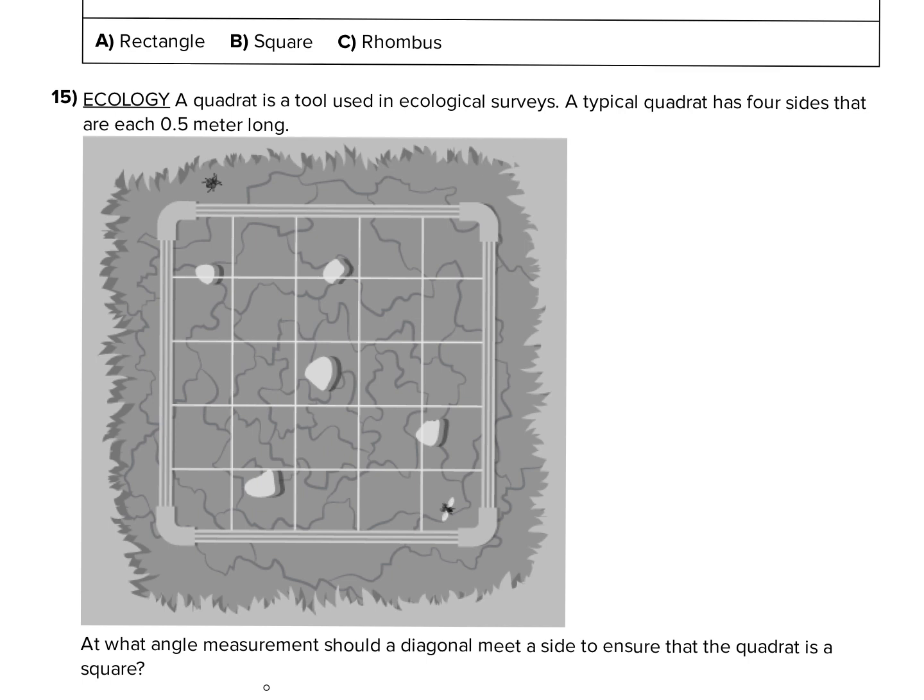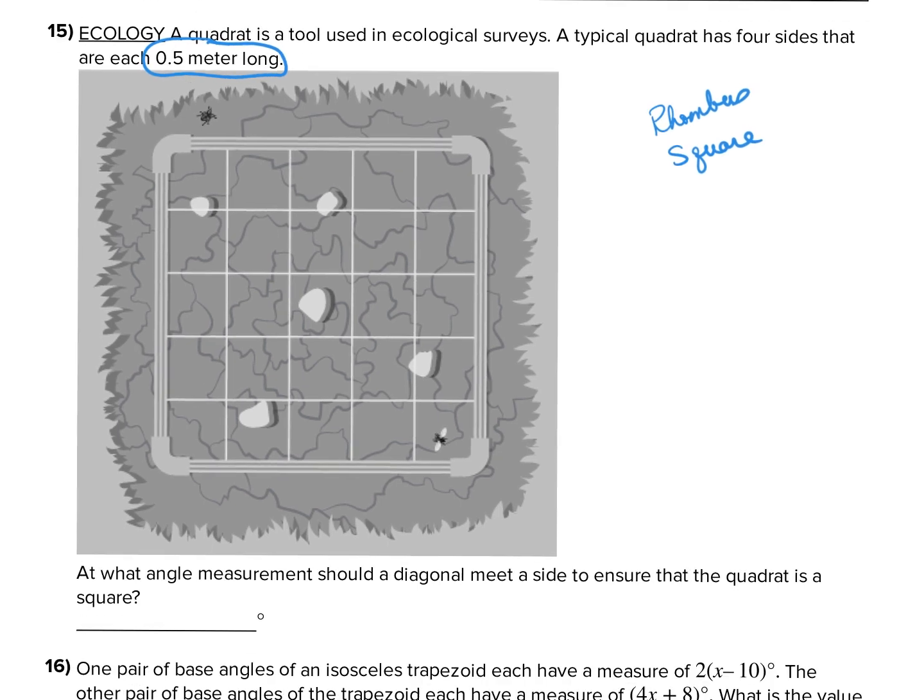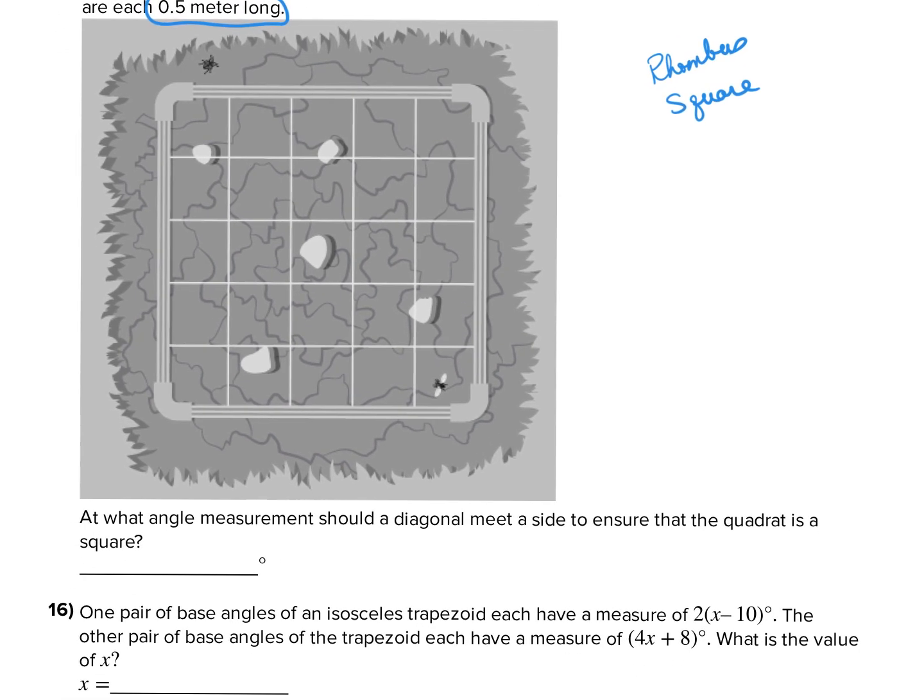15. A quadrat is a tool used in ecological surveys. A typical quadrat has 4 sides that are each a half a meter long. Okay, well, by definition, that means this thing is either a rhombus or a square, because if all 4 sides are equal, those are our only 2 options. At what angle measurement should a diagonal meet a side to ensure that the quadrat is a square?